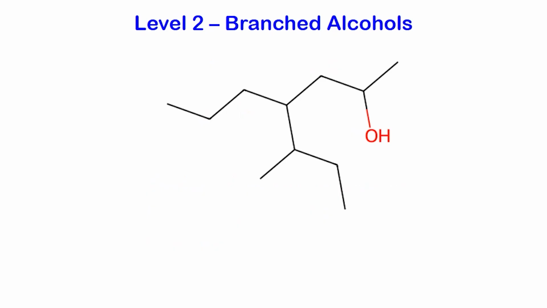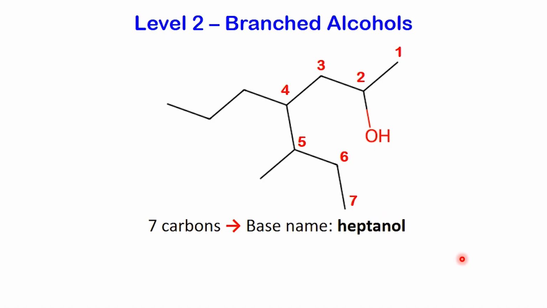Now that we have seen a branched alcohol with one substituent, let us apply the same method to a structure that contains more than one branch. Step 1. Find the parent chain. The longest chain that includes the hydroxyl group contains 7 carbons. The base name becomes heptanol. Step 2. Numbering. Number from the end nearest the hydroxyl group. The OH group is on carbon 2. The base name becomes heptan-2-OL.